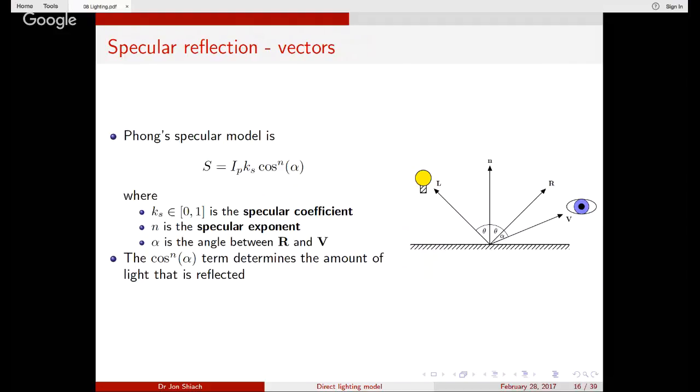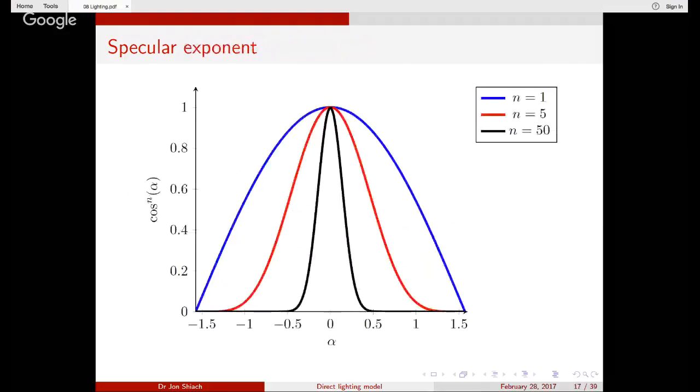So when you're designing your object, you decide, okay, I want this surface to have this shininess, and that's what you set n to be.